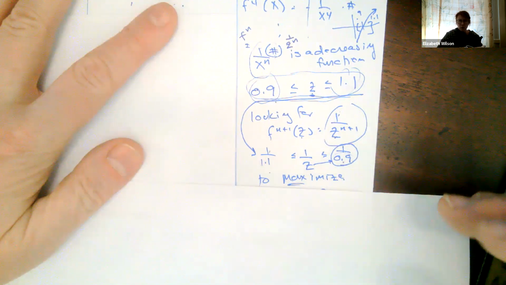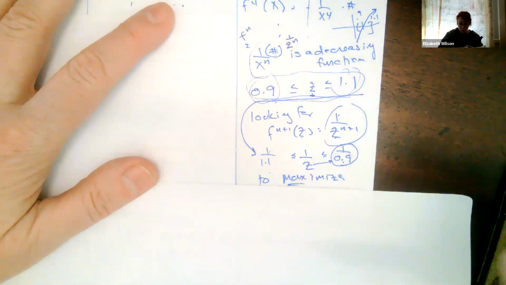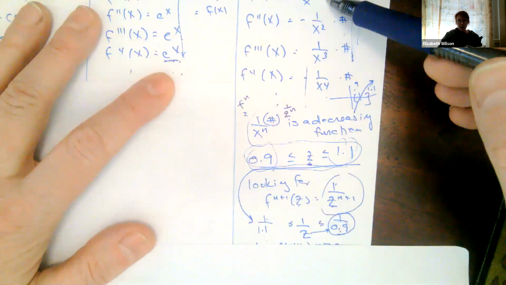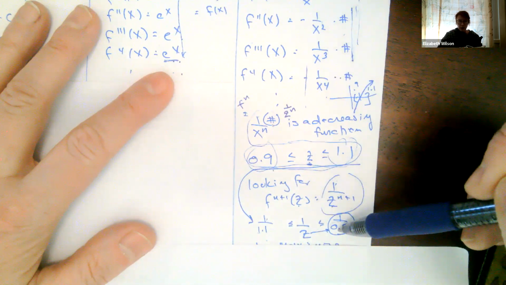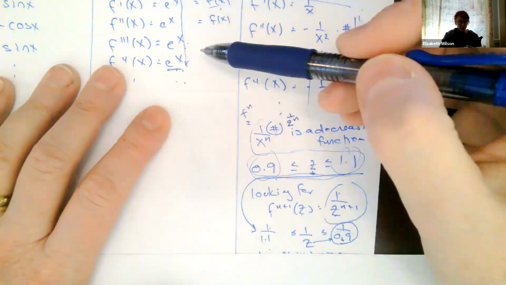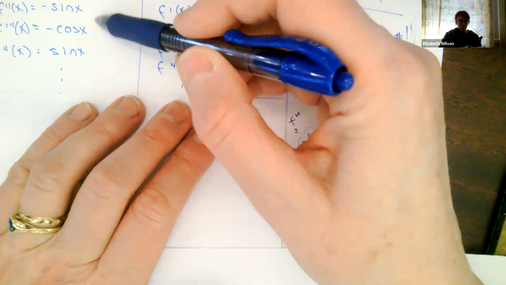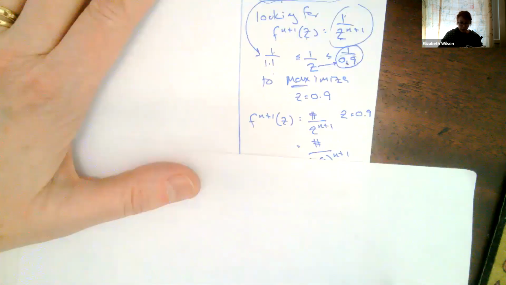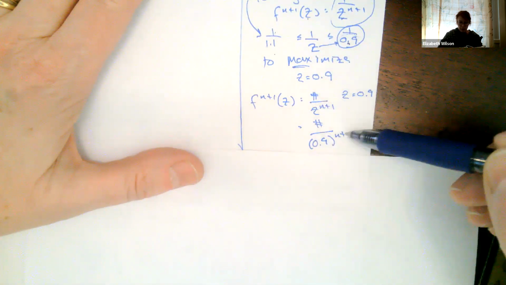Now, how come I can choose a real value for z along my interval, but I couldn't for e to the x and sine? Well, it's the nature of the derivatives. My derivatives do not contain the natural log, so I can choose an exact value for ln. For e to the x, the function is in the derivative, and the trig functions are special because they oscillate. So we're looking at z equals 0.9. This becomes the factorial, 0.9 raised to the n plus 1. That becomes our max.